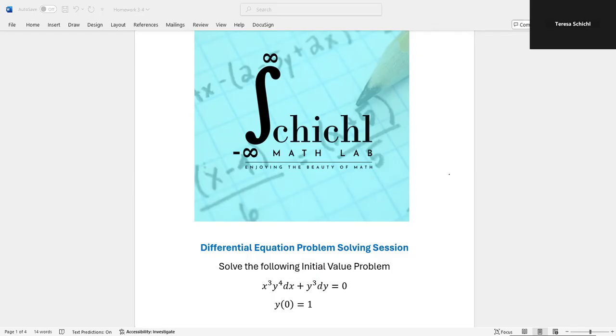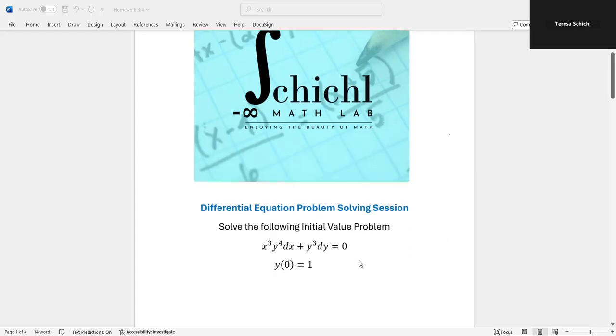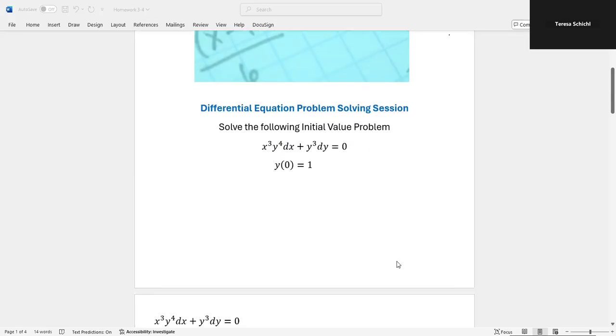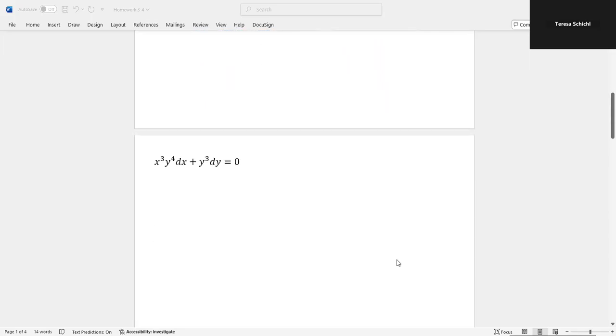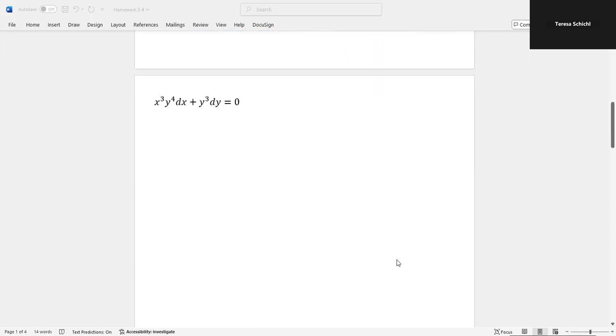Today, I'm going to solve this differential equation: x cubed y to the fourth dx plus y cubed dy equals 0, with the initial value y(0) equal to 1. In fact, I will solve this differential equation by using two different methods.